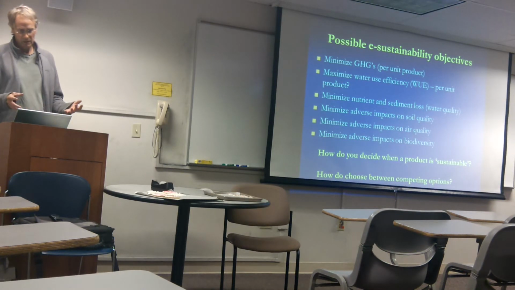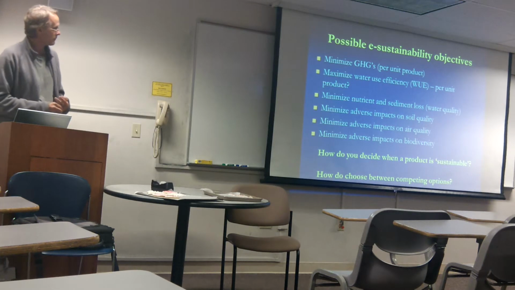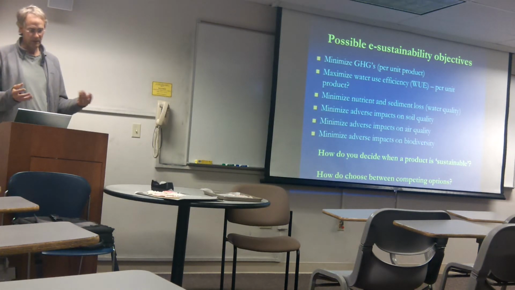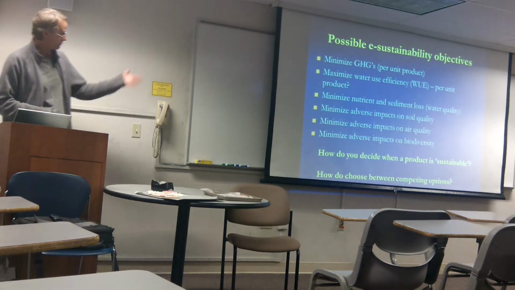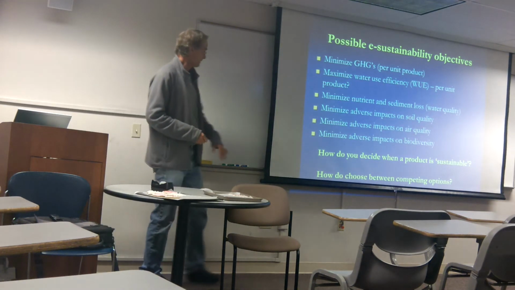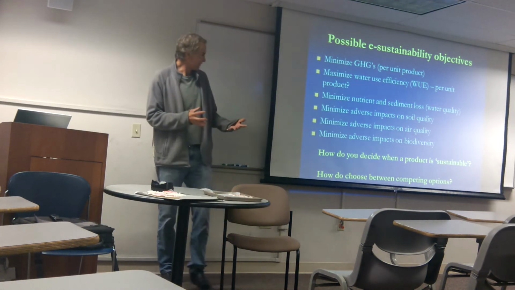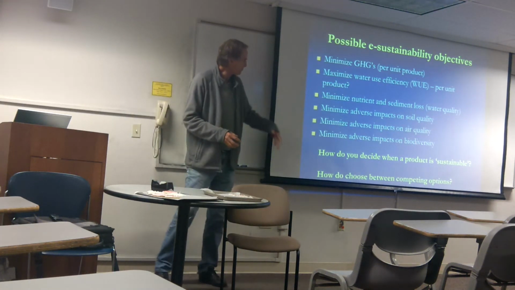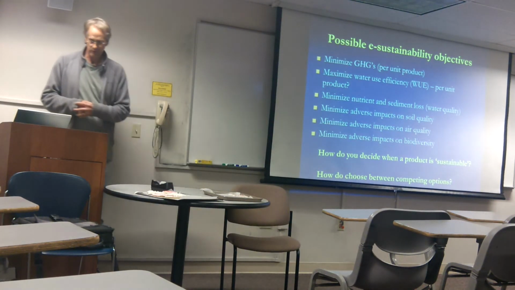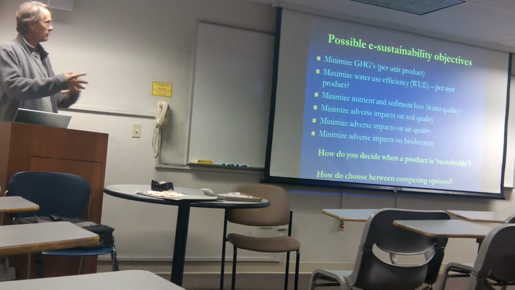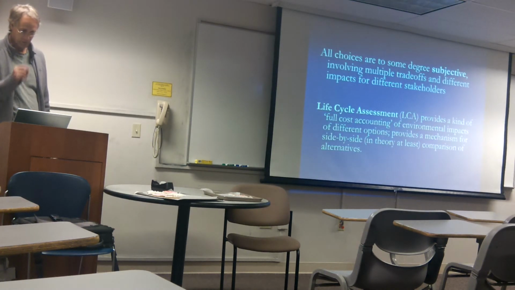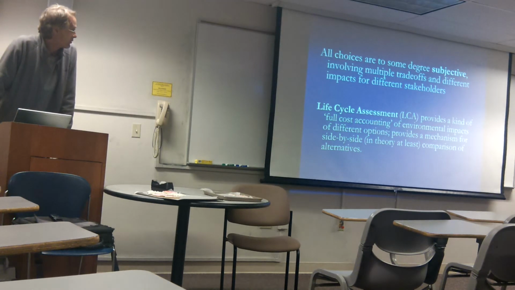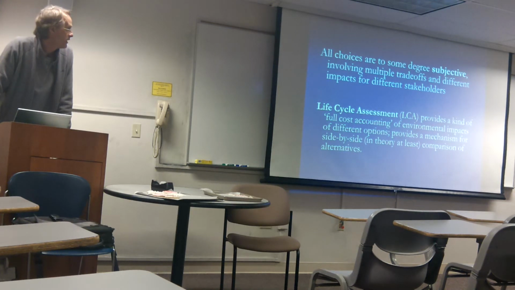Okay, so potential environmental sustainability objectives, things like minimizing the bad stuff and maximizing the good stuff. I won't really go through reading that. You guys can look at it yourself. But I think the key question then is how do you really decide that a product is sustainable? It's a very subjective term, right? And how do you make choices between different competing options that fulfill or don't fulfill these kinds of goals to varying degrees? Of course, that's difficult, because all choices are to some degree subjective, and you've got multiple trade-offs.